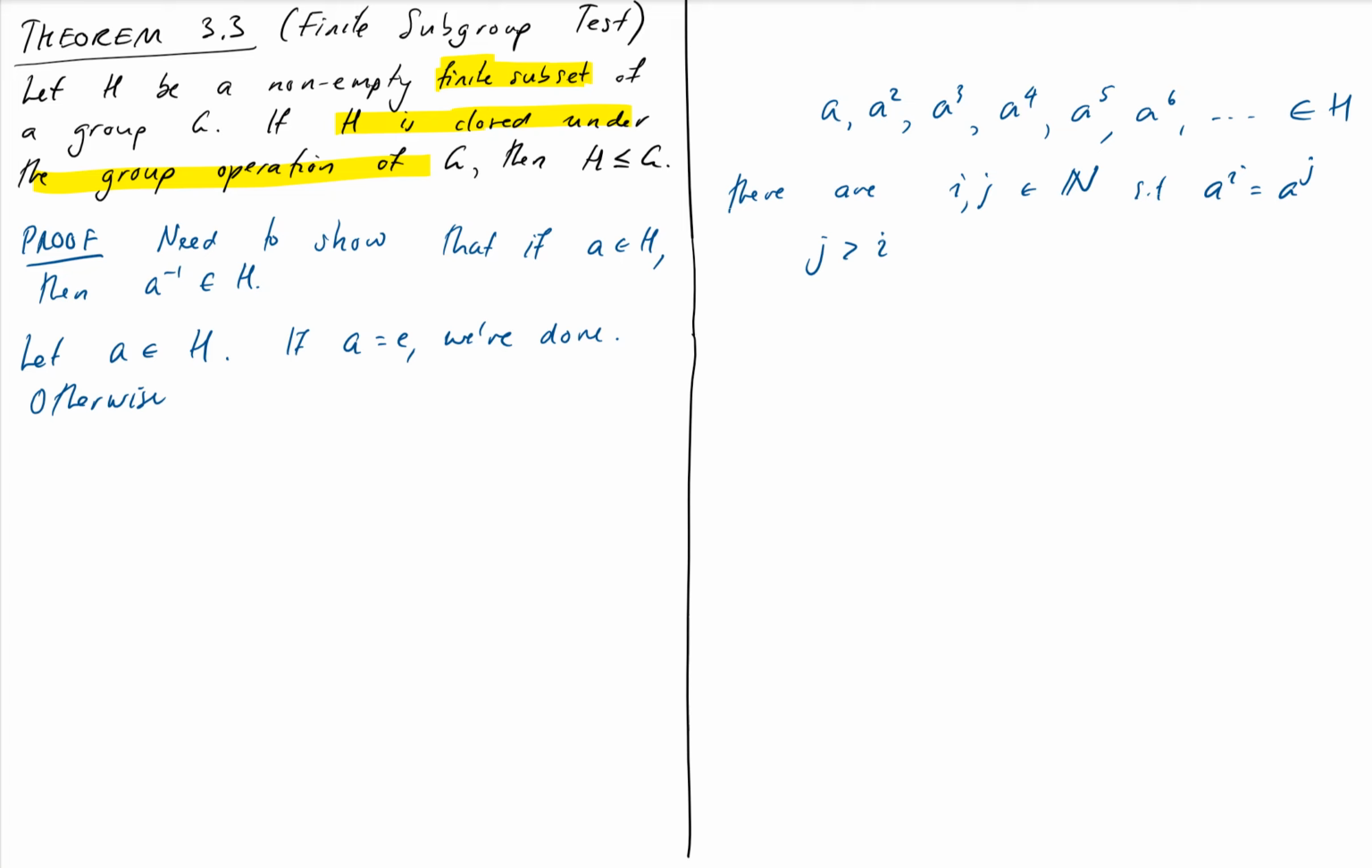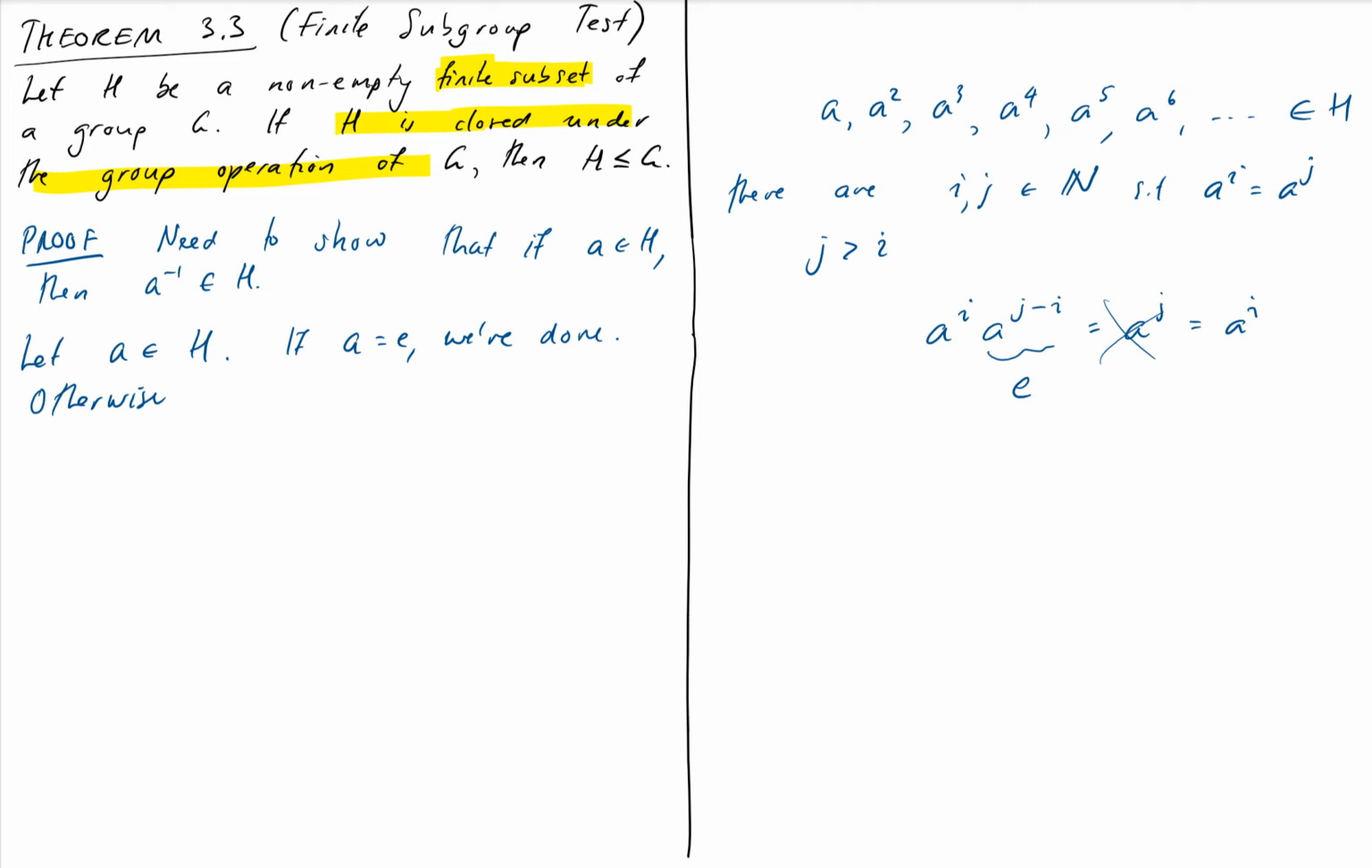So that's the key observation here, and we're going to try and make use of that fact to pull out our inverse. So a to the i is equal to a to the j. I can also write this as follows: a to the i, a to the j minus i, is equal to a to the j, which is in turn equal to a to the i. So what we see here, if we just ignore this part of it for a second, is that a to the i times this thing is equal to a to the i, so that must be our identity.